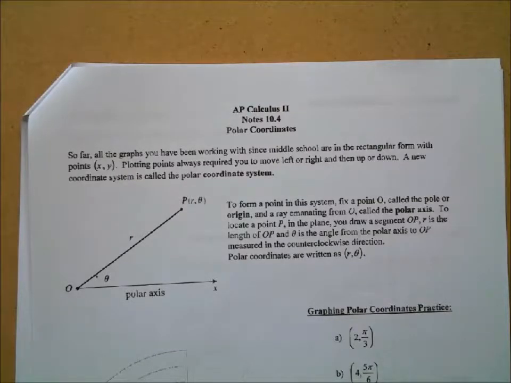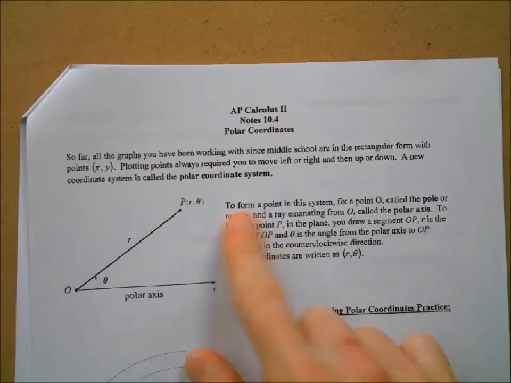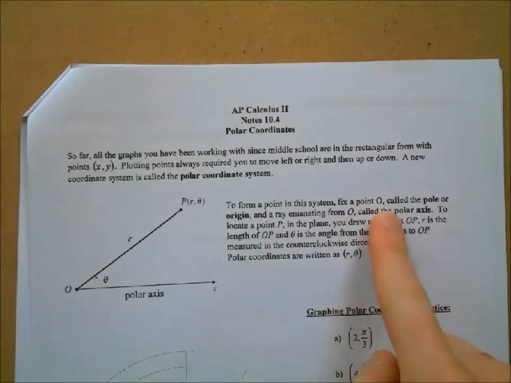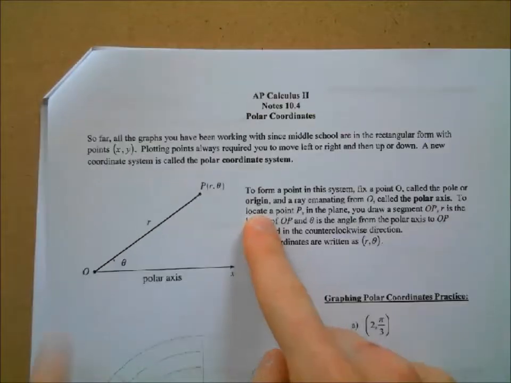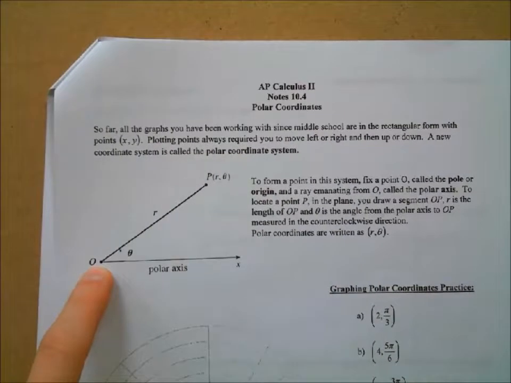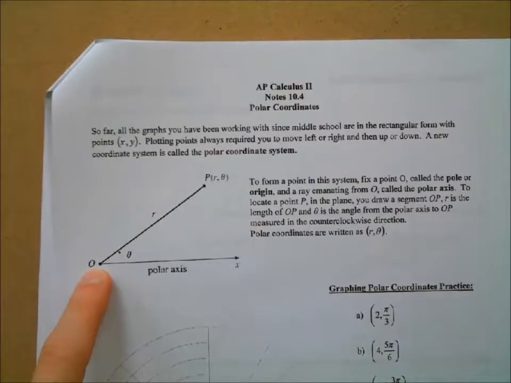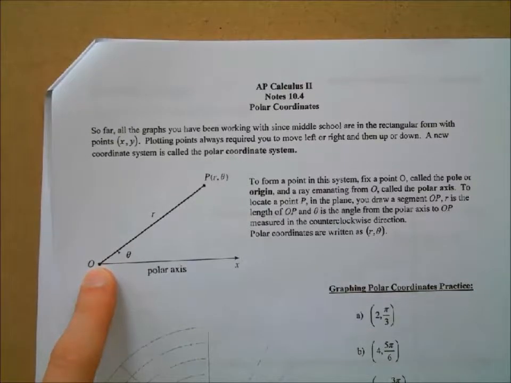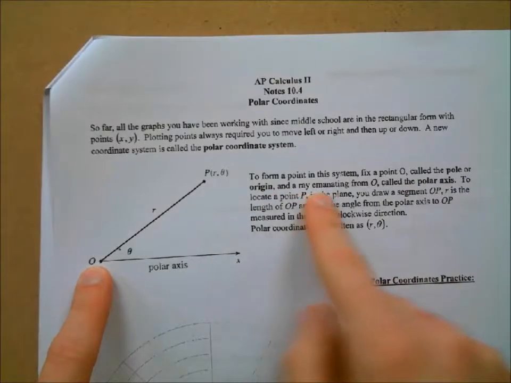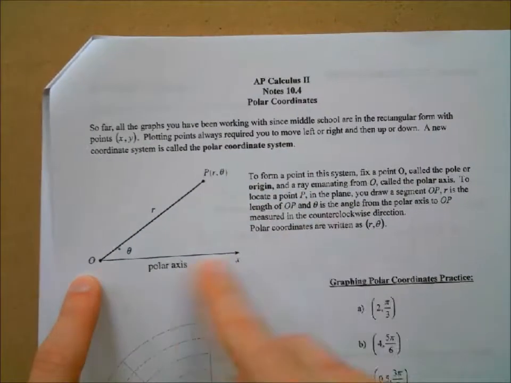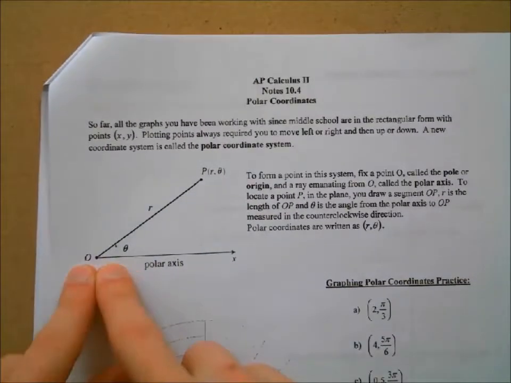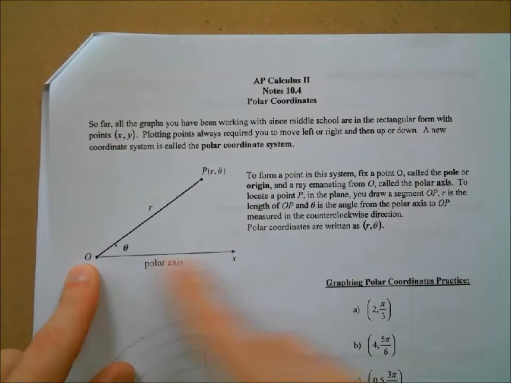Okay? So, to form a point in the system of polar coordinates, you fix a point O called the pole or origin, right? So that point O, that's like our origin in rectangular coordinates. It's located at 0, 0, where the x-axis and y-axis intersect, okay? Here we call this the pole. And there's also a single ray that emanates from the pole, and that's called the polar axis, okay? In rectangular coordinates, this would be like the location of the positive part of the x-axis, okay?